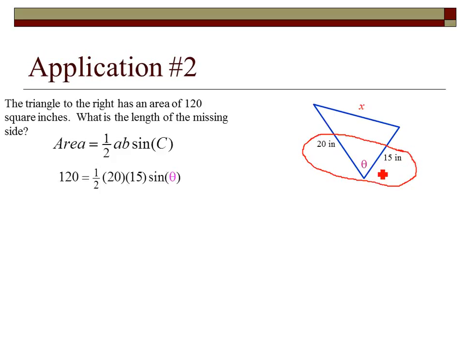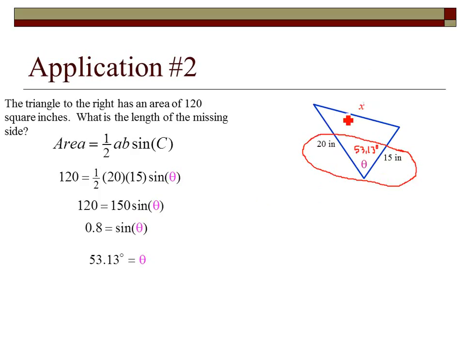So the area of the triangle is 120, which equals 1/2 times 20 times 15 times the sine of the angle. So I have 120 equals 150 sine theta. Solving, I got 0.8 equals sine of theta. Do inverse sine, and I get 53.13 degrees. So now I know this angle is 53.13.